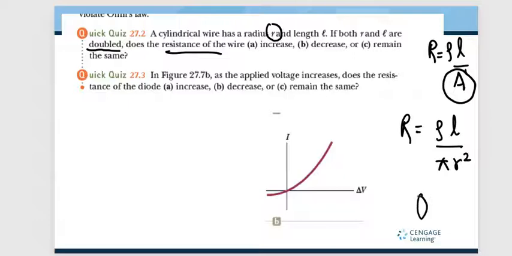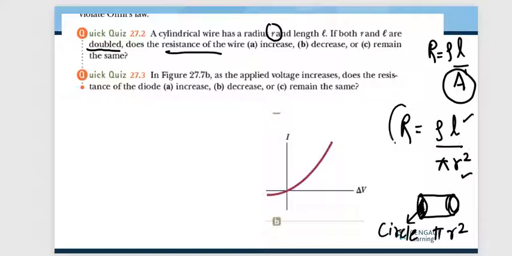Why pi R squared? Because for a wire the cross-sectional area is a circle, and for a circle the area is pi R squared. So now they say to double L as well as double the radius. That means radius is going to have more effect. If radius is increasing, that means resistance has to decrease. So our answer would be D.